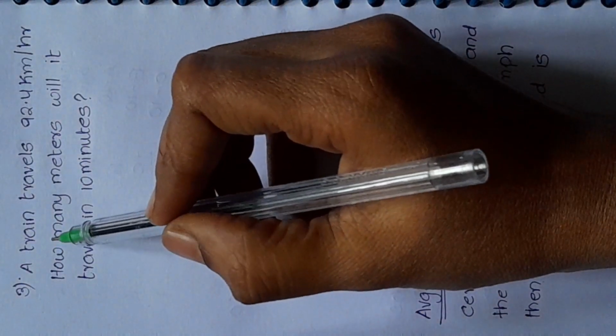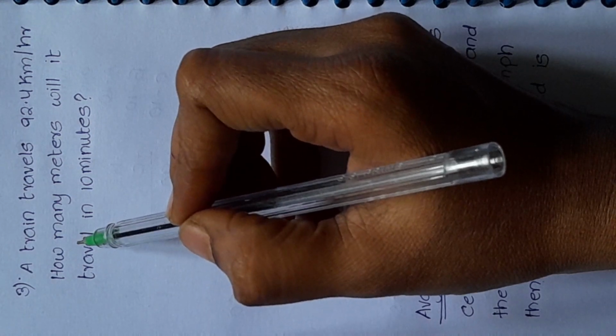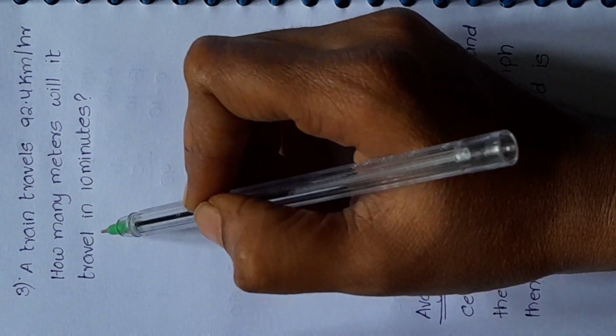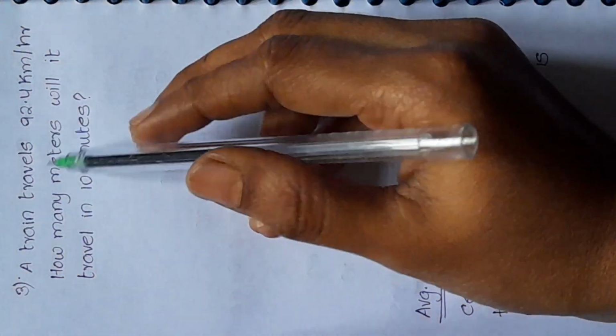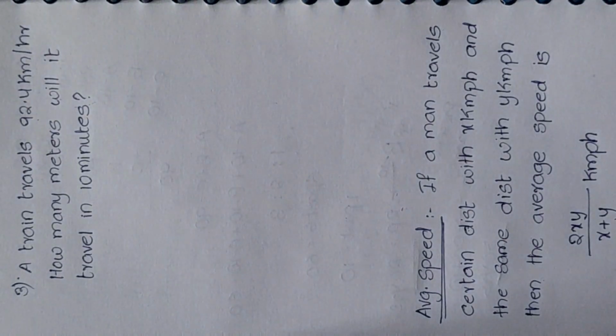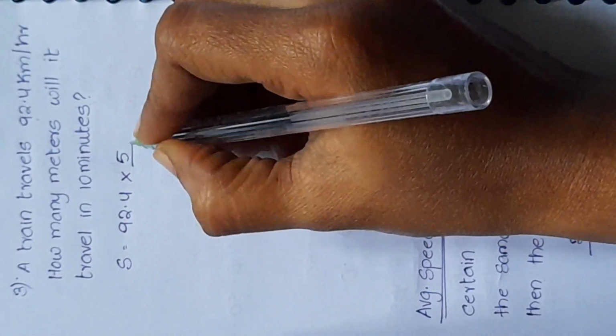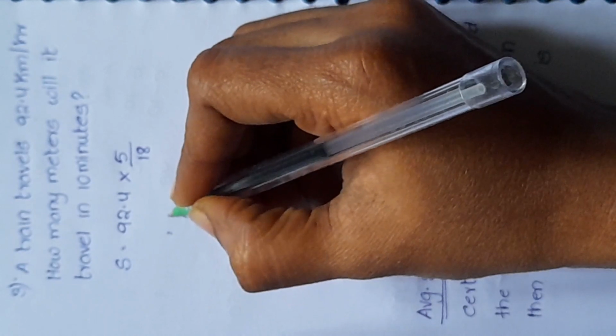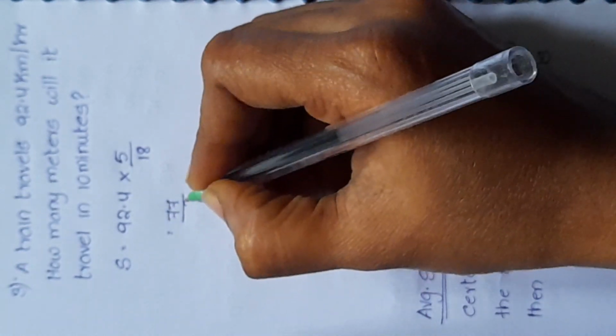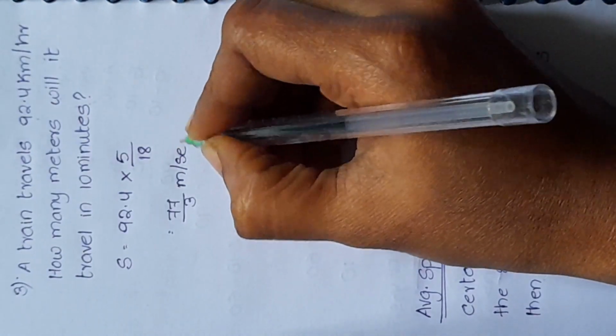Third question. A train travels at 92.4 kilometers per hour speed. How many meters will it travel in 10 minutes? Now we should convert the given speed into meters per second. We should multiply this with 5 by 18. We get the value as 77 by 3 meters per second.